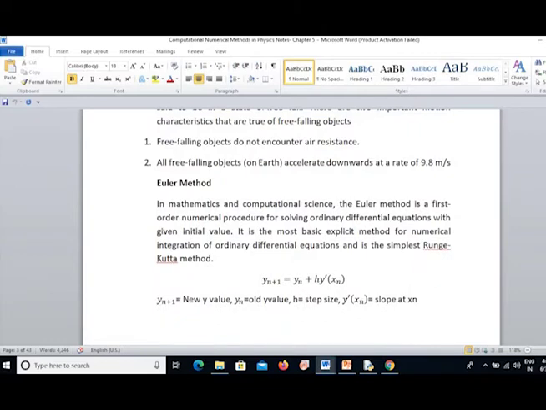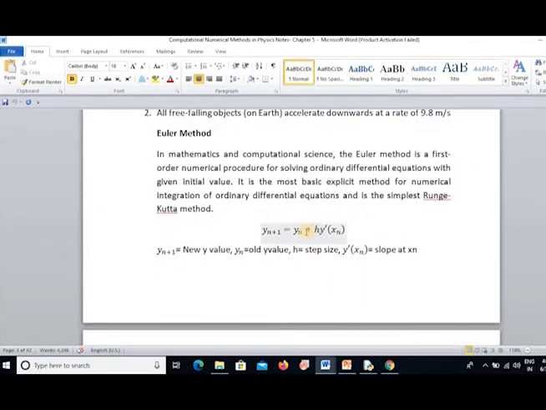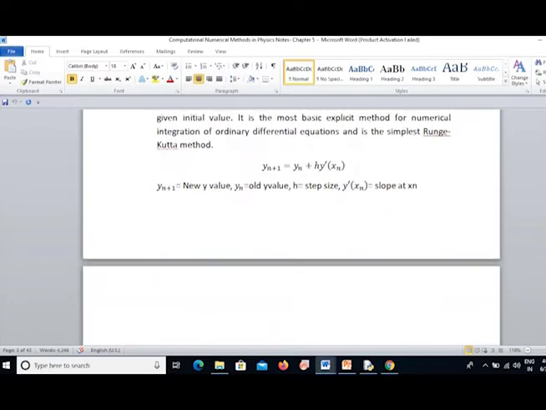Euler method is a method that we have discussed in our class on numerical methods. It is a method used for solving differential equations of first order, and it is an initial value problem. Okay, it is one of the simplest of the Runge-Kutta methods. If we know the function value at the nth term, you can find the value of the function at the n plus 1 position by the equation y_{n+1} = y_n + h * y'(x_n). Okay, y_{n+1} is the new value of y, y_n is the old value, h is the step size, and y prime is the slope at x_n. These are all the things that you know already.